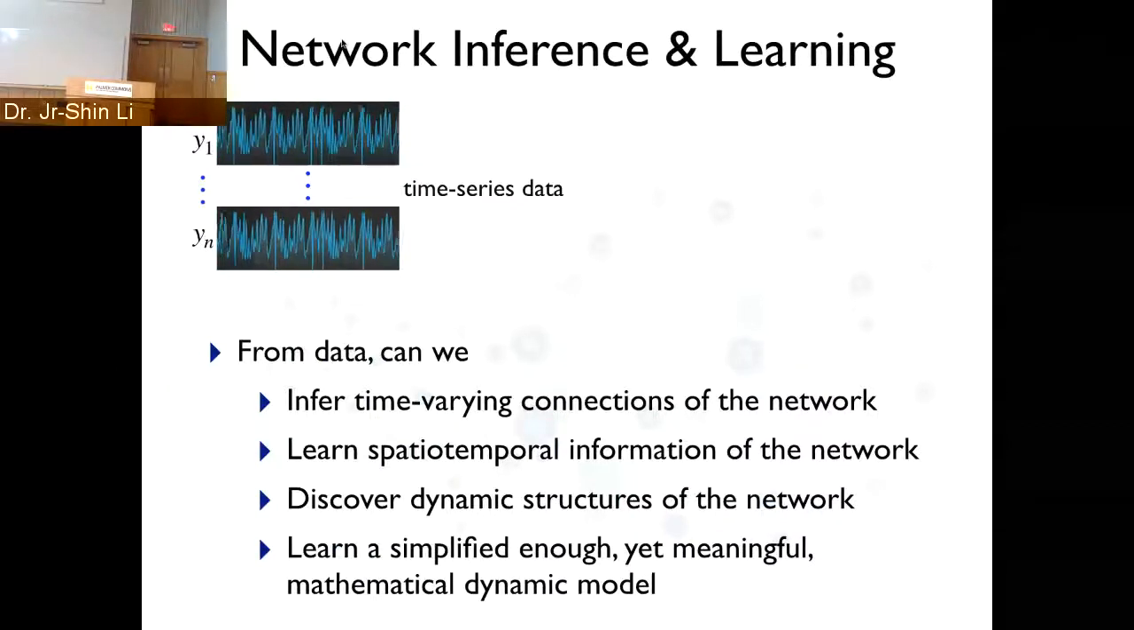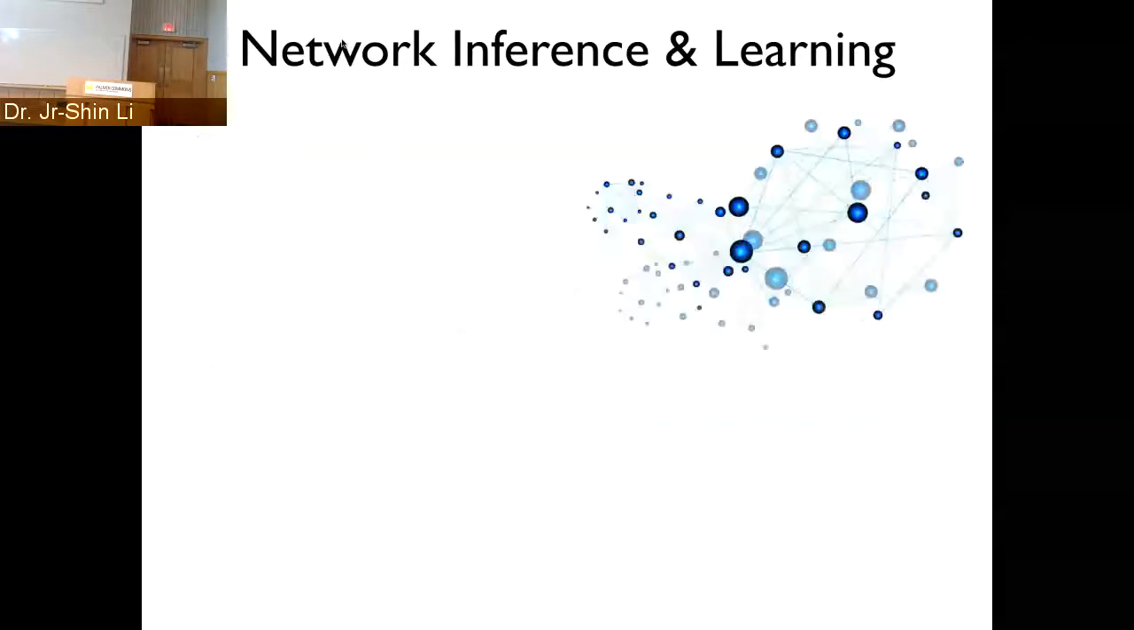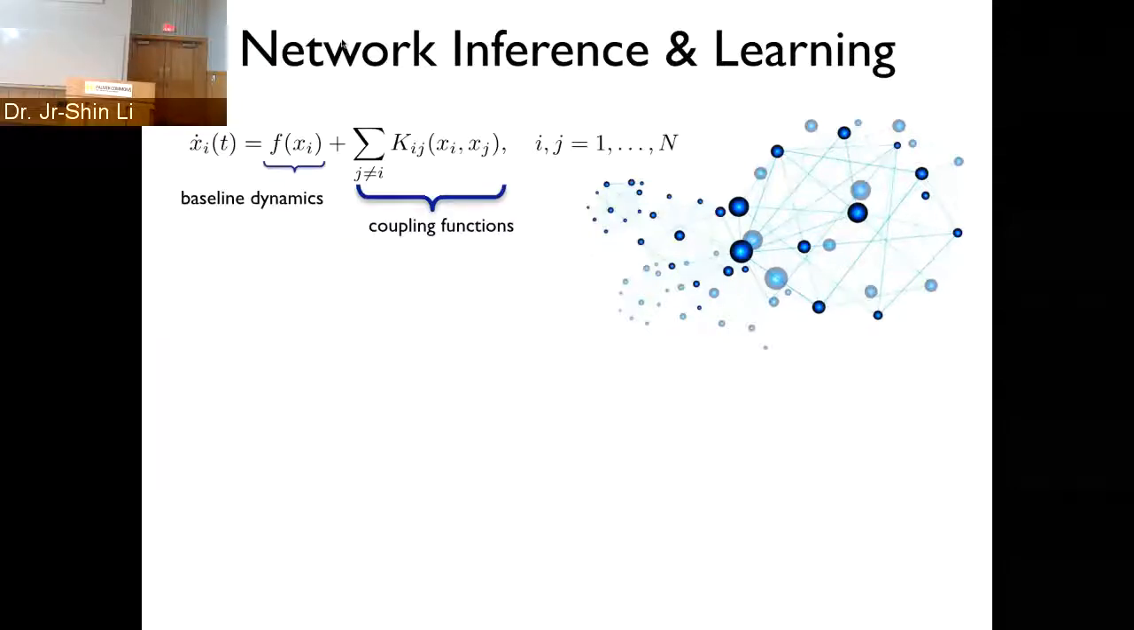And can we learn spatial temporal information? Can we discover dynamic structures, for example, synchrony? And can we learn the model? These are very interesting questions that we could ask. Our approach is actually very simple. It turns out that this can be done by a kind of regression. This is the generic model that we consider.